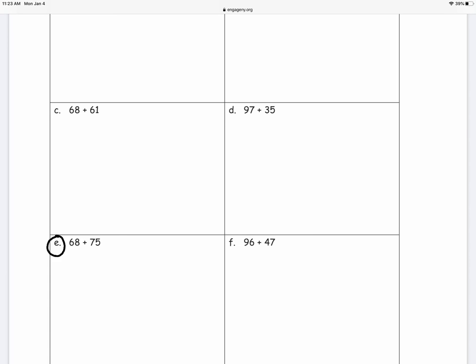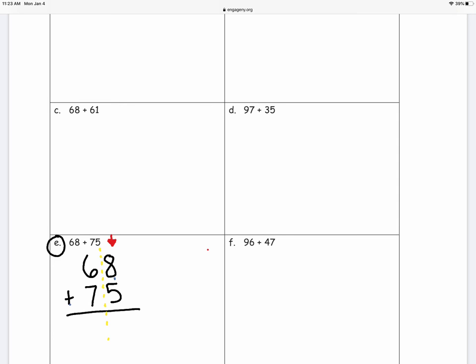So on your paper, I would like you to stack 68 plus 75. Okay, make sure that your ones are on top of your ones and your tens are on top of your tens. Stacking them up is very important. All right, and let's add. Where do we start? The tens or the ones? We always start with the ones.